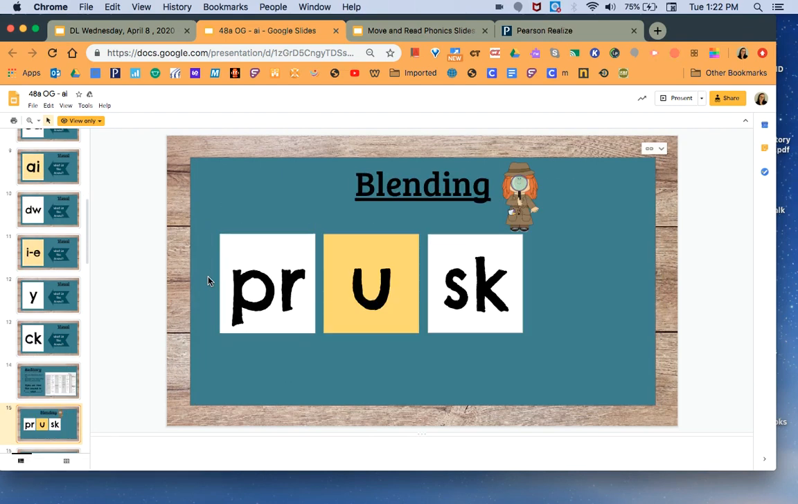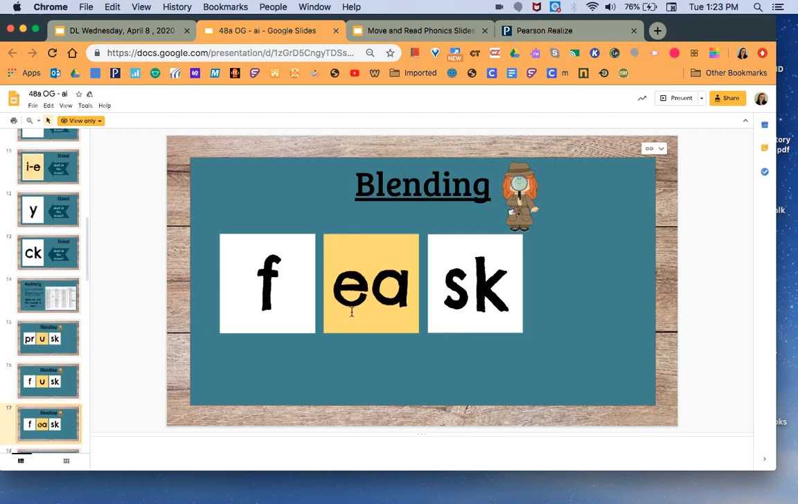Okay, so now we're going to do our blending. Remember how we used to do our thumbs up, thumbs down if it was a real word or not? So I need you guys to get your thumbs ready. And we're going to go thumbs up or thumbs down if this is a real word. So let's go ahead and say it. We're going to tap out so you can get your hands ready too. Ready? Prusk, prusk. Thumbs down. Fusk, fusk. Thumbs down. Esk, feask. Thumbs down. Eek, feek. Thumbs down.